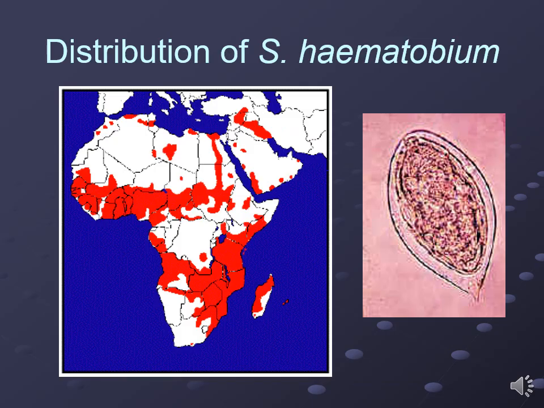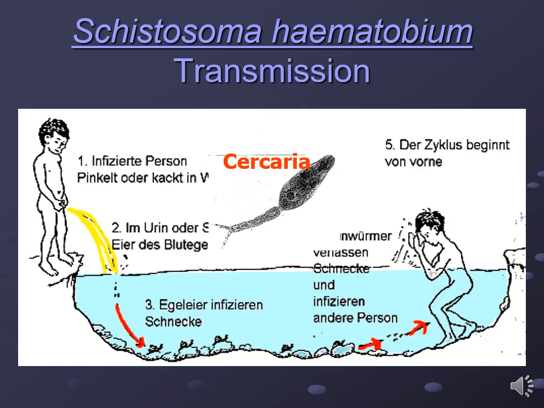Okay, Schistosoma haematobium, as I said, is in tropical areas and around the Middle East, and this is the characteristic egg. Please notice that the spicule here is terminal rather than to the side, and this is characteristic of the Schistosoma haematobium species. Okay, how does infection occur?